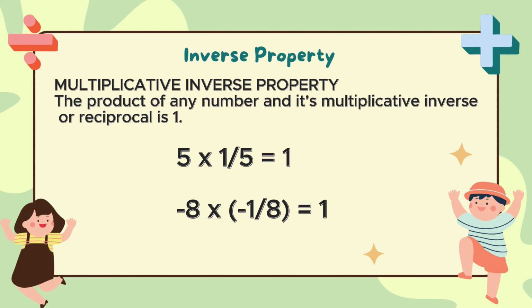Let's go back: the product of any number and its multiplicative inverse, or reciprocal, is 1. So take note, why we call it the additive inverse property, we get the opposite, and why we call it the multiplicative inverse property, we need to get the reciprocal. Again, if it's negative, the reciprocal is negative. If it's positive, the reciprocal is also positive. And the product is always 1.